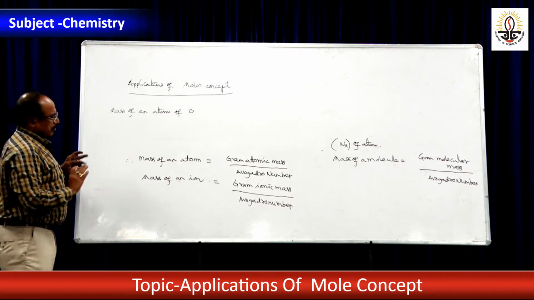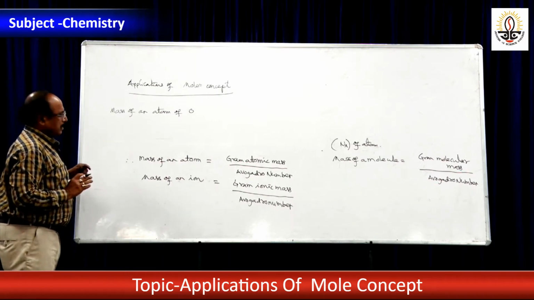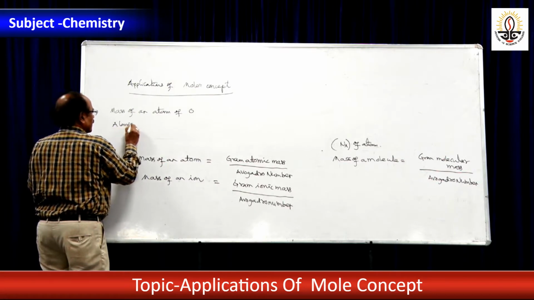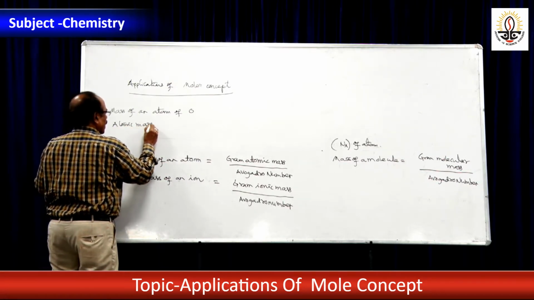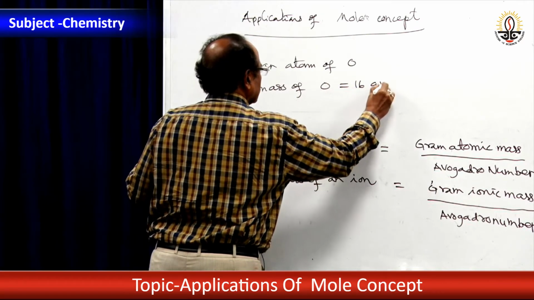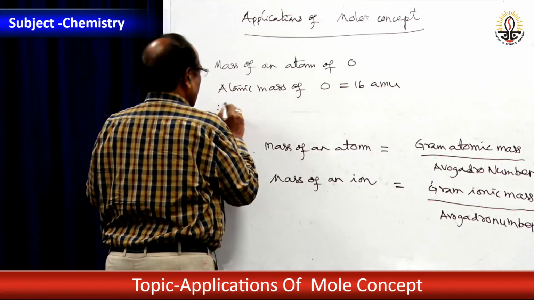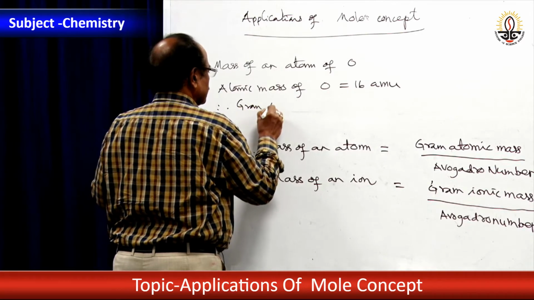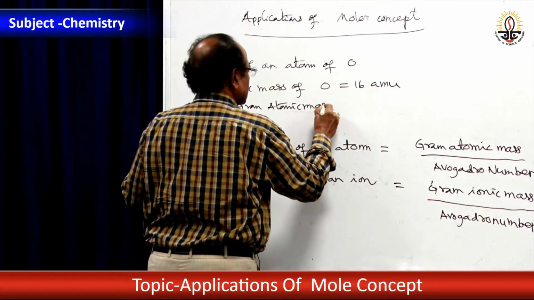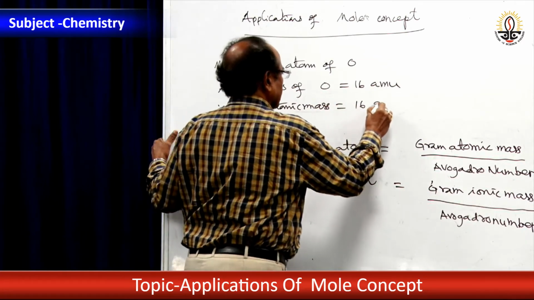16 AMU. But we are going to calculate that. So the atomic mass of oxygen is 16 AMU. Therefore, gram atomic mass is equal to 16 grams.